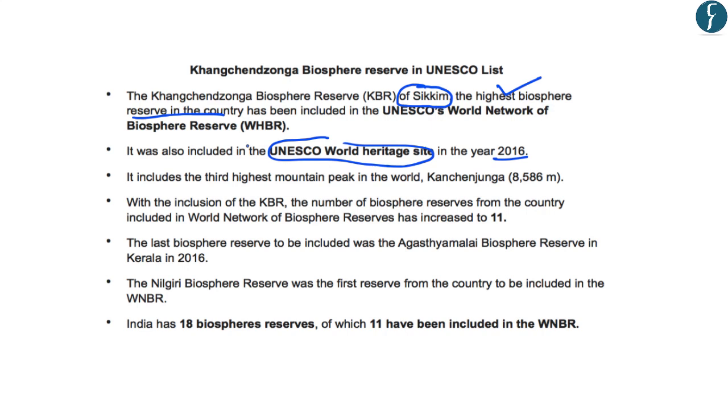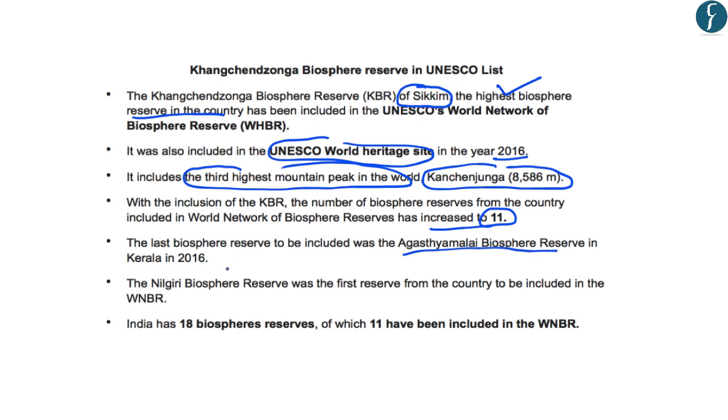Another important fact that is related to Kanchenjunga Biosphere Reserve is that it includes the third highest mountain peak in the world, which is the Kanchenjunga. And with the inclusion of Kanchenjunga Biosphere Reserve, the number of biosphere reserves in UNESCO's program have increased to 11. And before Kanchenjunga, the last biosphere reserve that was added to the UNESCO's list was the Agastyamalai Biosphere Reserve in 2016. And the first biosphere reserve that was added in the UNESCO's list is the Nilgiri Biosphere Reserve. Further, India has 18 biosphere reserves, out of which 11 have been included in the UNESCO's World Network of Biosphere Reserves. So all these points are important for us from prelims point of view.